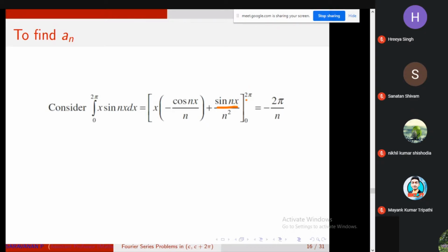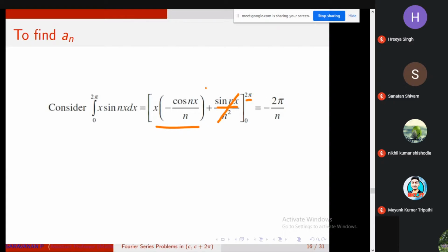So if I substitute 2 pi, you will get sin 2n pi, which gives all the even multiples of pi, like 2 pi, 4 pi, etc. Therefore, the upper limit is 0. If I substitute the lower limit, you will get sin 0, which is 0. So for both upper limit and lower limit, this term is 0. Now we have to substitute only in this term.